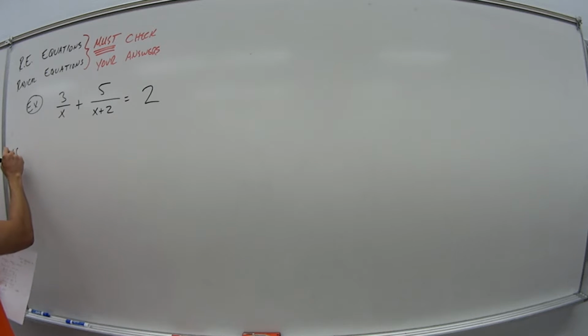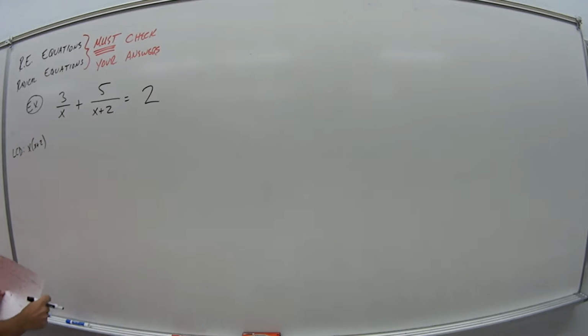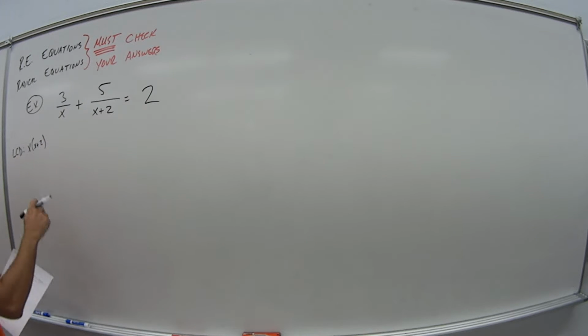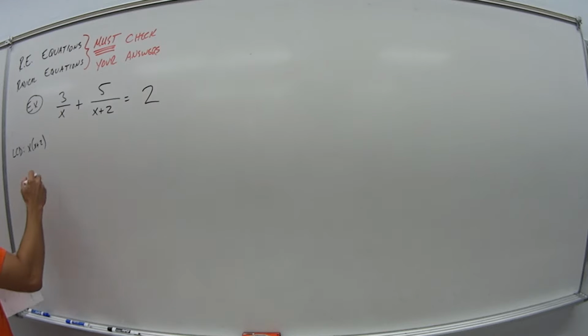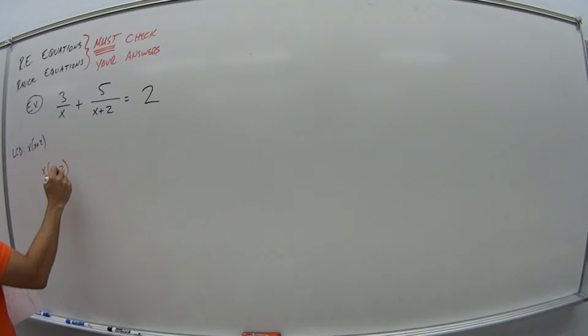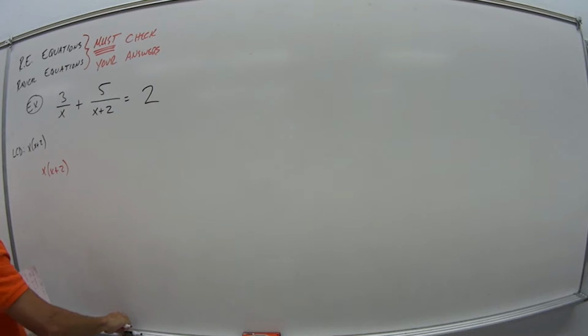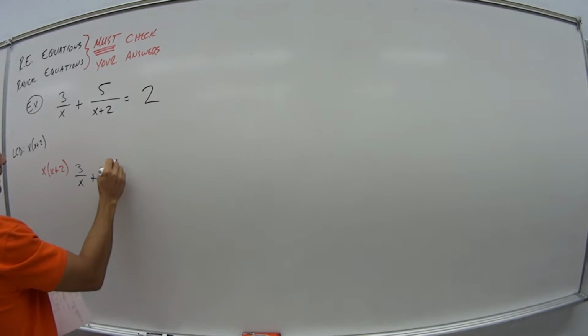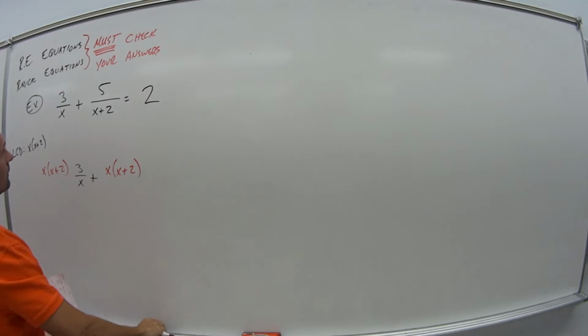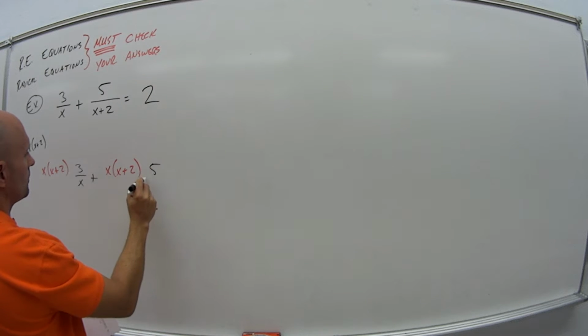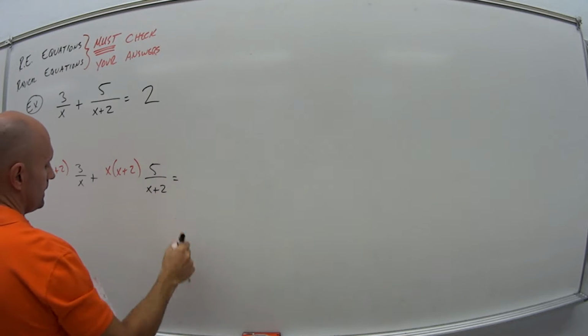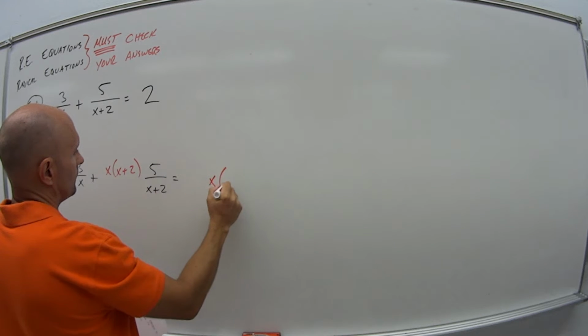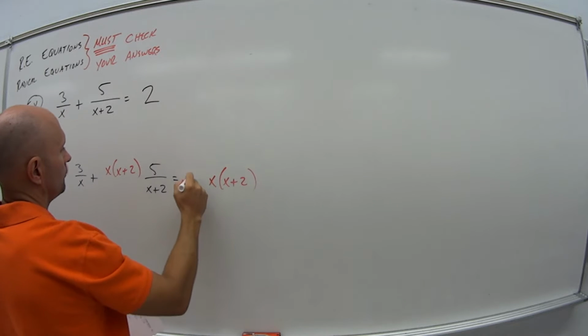So my LCD is what? Well, it's x times x plus 2. Each of these denominators, this is a 1. So it would be x times x plus 2. So what I'm going to do is multiply x times x plus 2 times 3 over x plus x times x plus 2 times 5 over x plus 2 equals x times x plus 2 times 2.